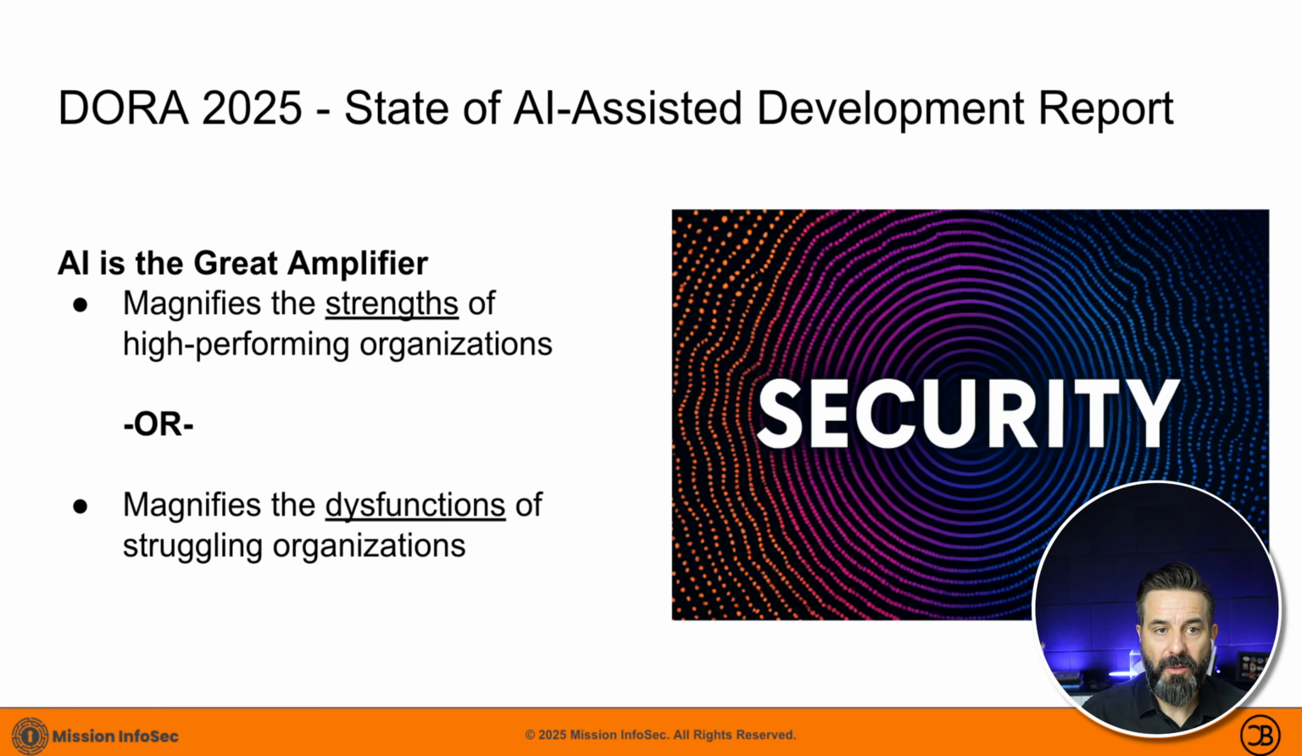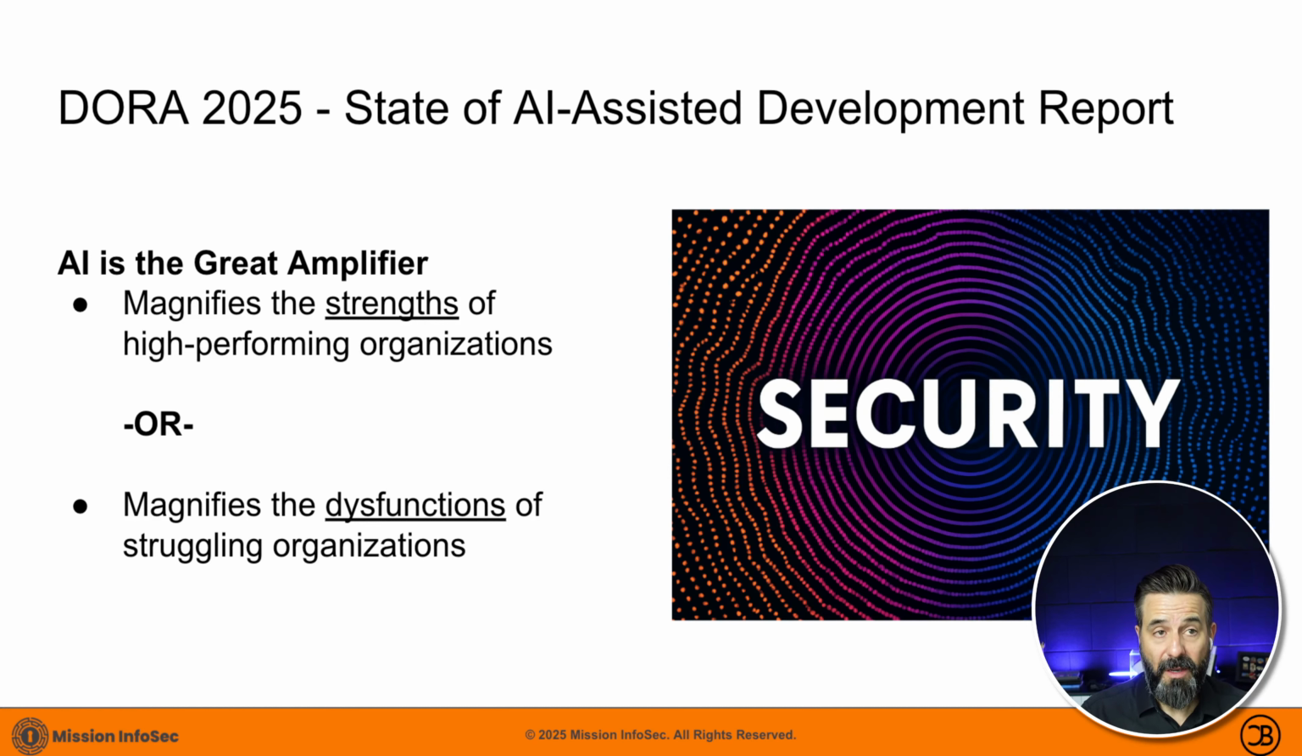So DORA is a Google project. They publish research on what drives software delivery and operations. And recently they published this report on the state of AI-assisted development. And what they found, the main key finding, is that they call AI the great amplifier. And there are two sides of this.